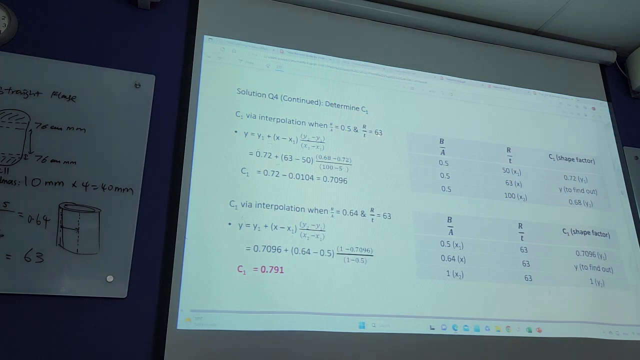R over T is 63, but our table doesn't have 63, right? B over A is 0.5, and ours is 0.64. Also not in the table. So how to find out the value? Alright, to suit our pad size, you have to follow this sequence. We have to do 2 times interpolation. Likewise for C2, but we focus on C1 first.